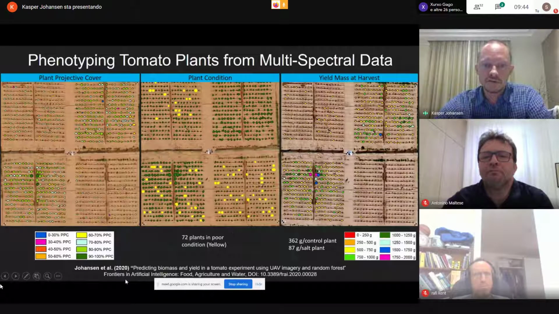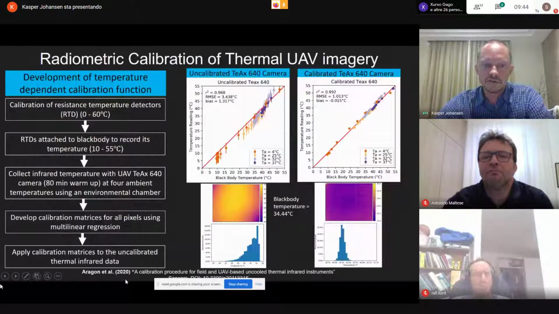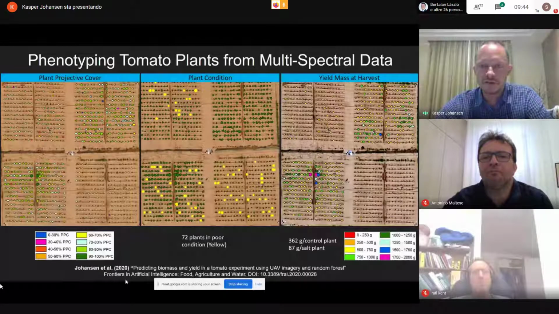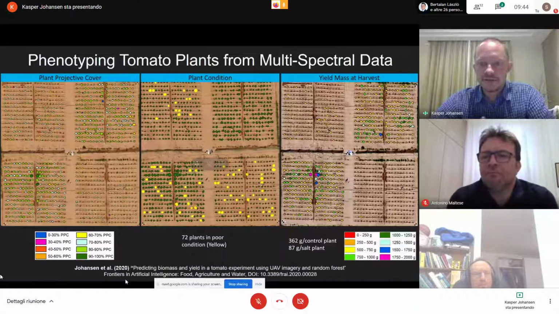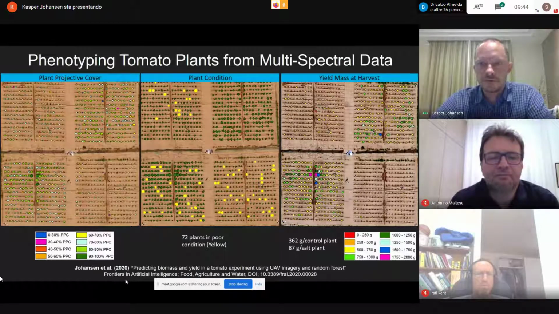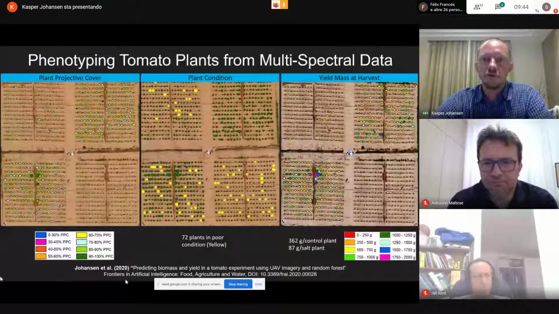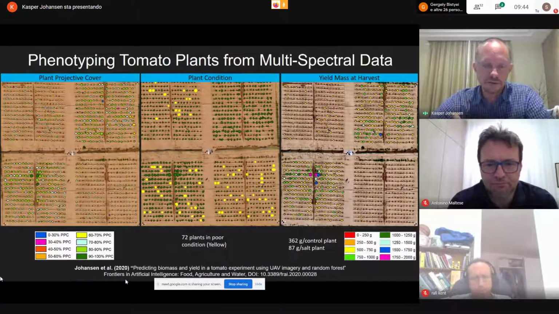Those results were published a few months ago in the Frontiers in Artificial Intelligence journal. And those results showed that basically we could estimate, using a random forest-based modeling approach, yield and biomass at harvest up to 4 weeks before harvest. The results also showed that to properly map the salt irrigated plants, we had to use a separate random forest model for those plants.